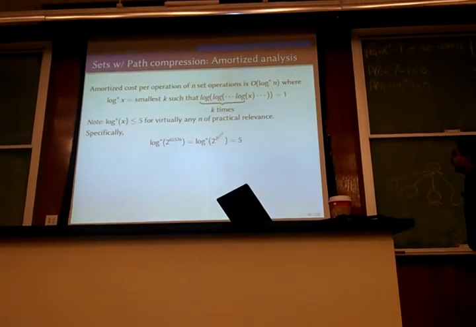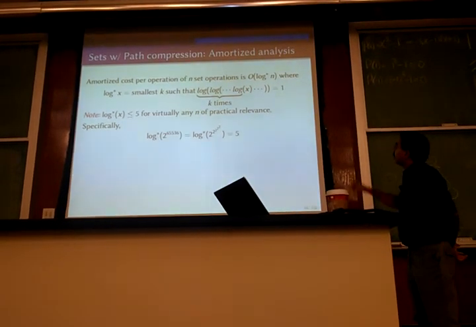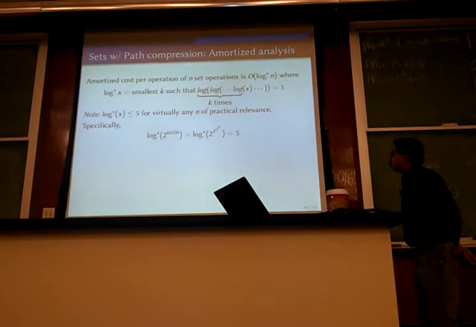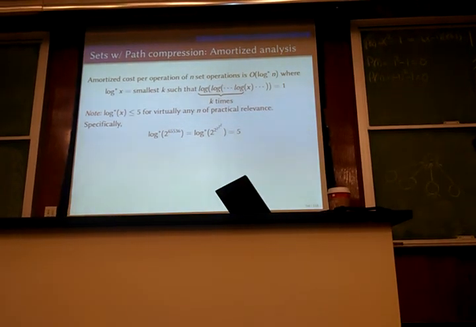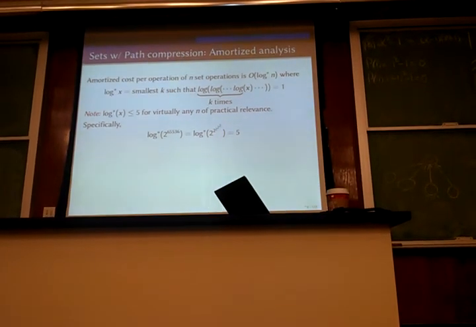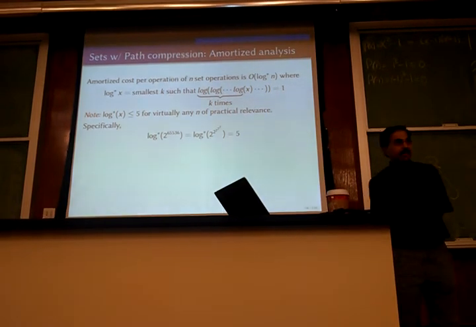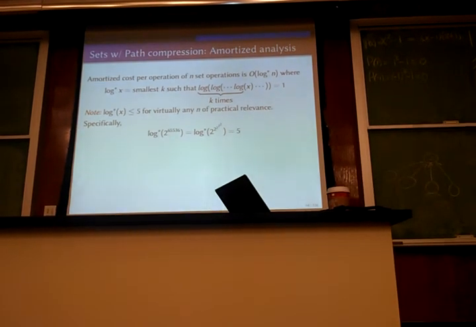Maybe it's a bit too abstract. So here's an example that helps you understand. So think of 2 to the power 65536. That can be written as 2 to the power 2, 5 times.